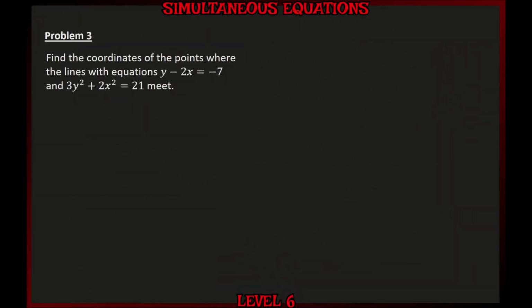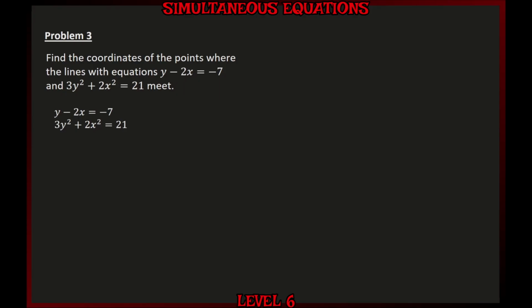In problem 3, we're asked to find the coordinates of the points where the lines with equations y minus 2x equals minus 7 and 3y squared plus 2x squared equals 21 meet. Now, if you're ever looking for points of intersection of two graphs, what you want to do is solve their equations simultaneously and then write your solutions as coordinates.